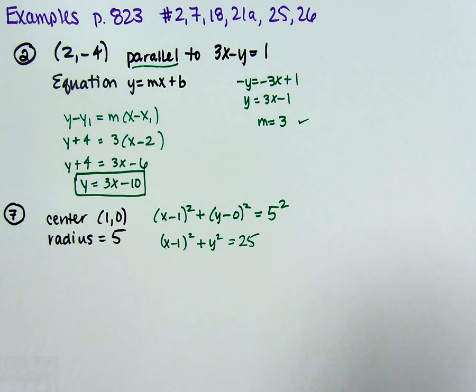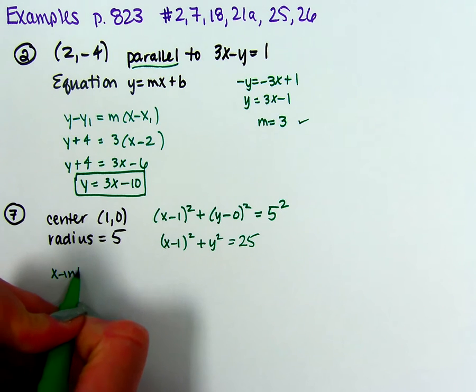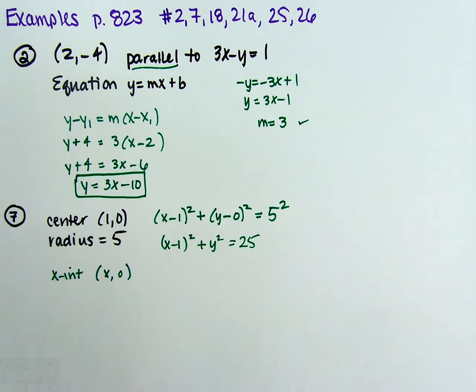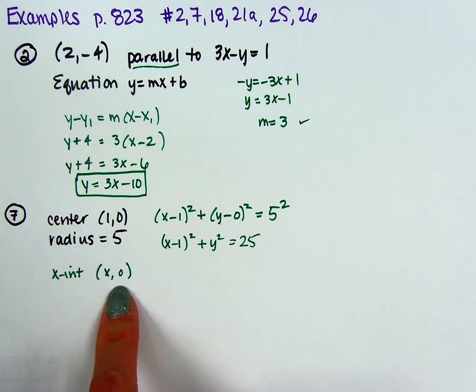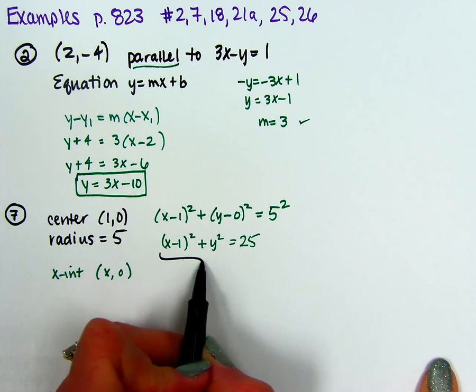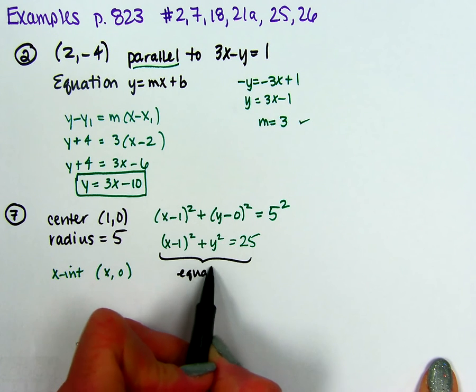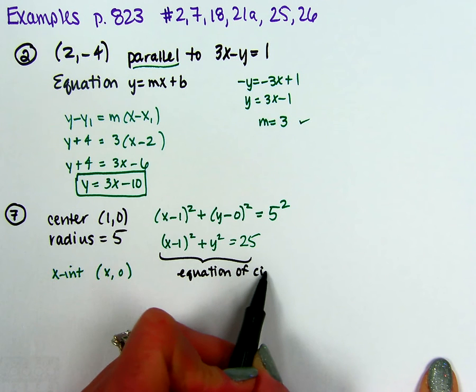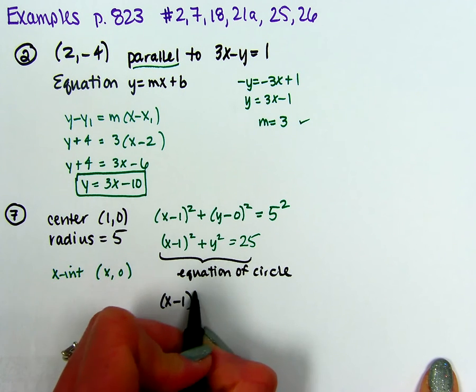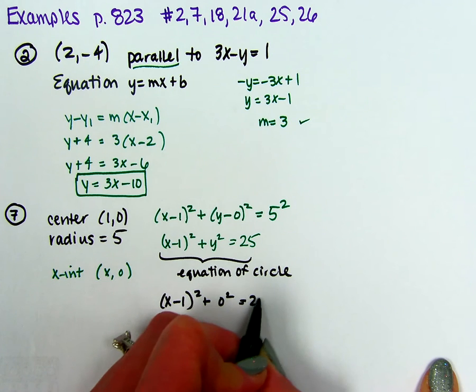All right, so now it wants you to find the x-intercept and the y-intercept. So let's maybe start with the x-intercept. What do I remember about x-intercepts? Well, x-intercepts are always some number, comma 0. Okay, so if I know that it's going to be some number, comma 0, I'm going to put that into this formula. Here's my equation of the circle. So I'm going to do x minus 1 squared plus 0 squared equals 25.